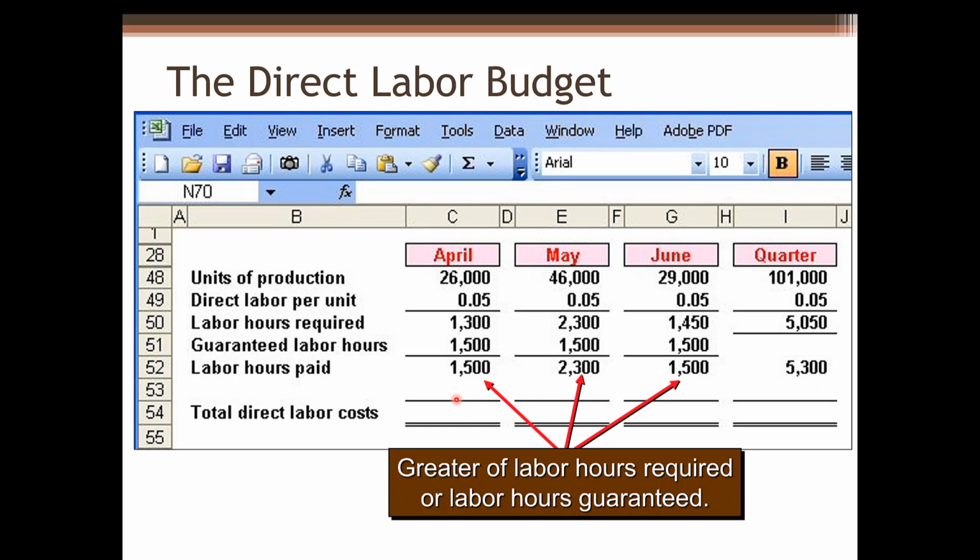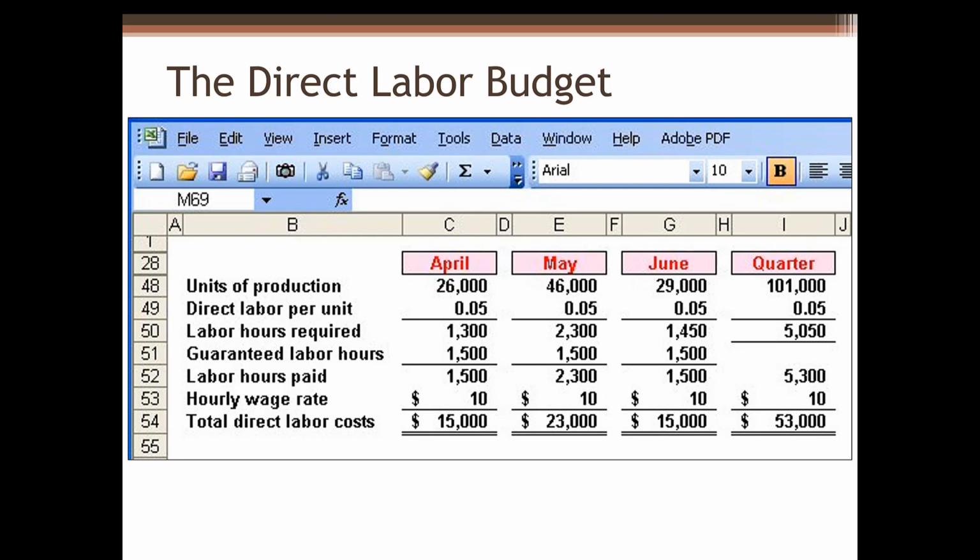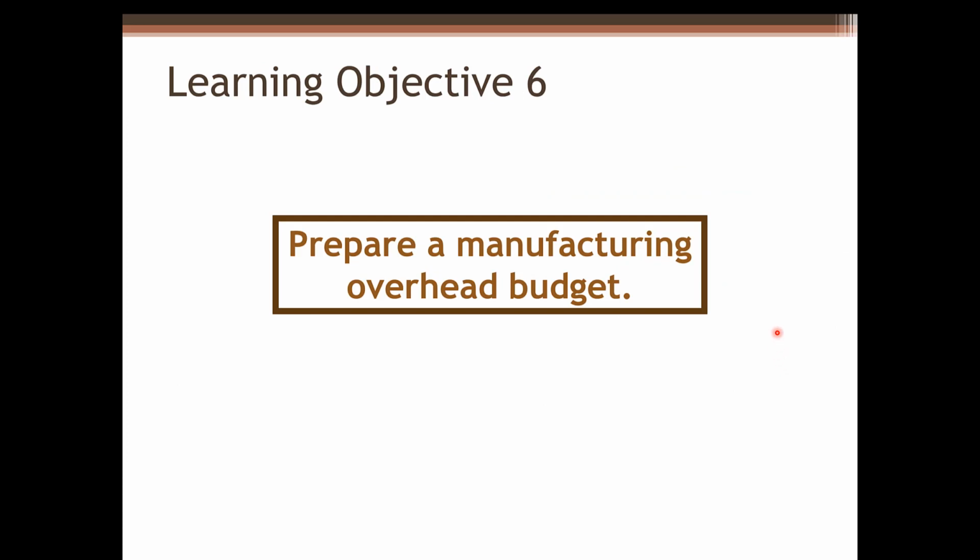For each labor hour, the rate is $10. So we multiply by $10 and we can get total direct labor costs in dollar amount. If you add up together, or if you use total labor hours paid for the quarter multiplied by the hourly wage rate, you can get the same number. This is total direct labor costs for the quarter, $53,000. Then we can prepare the manufacturing overhead budget.